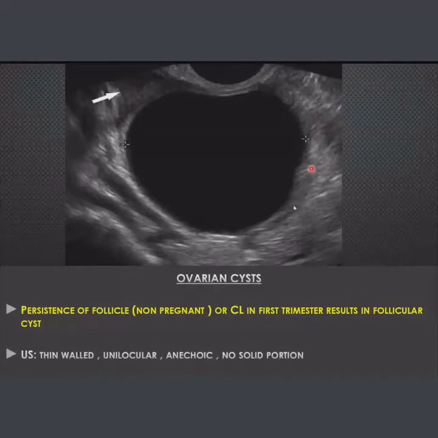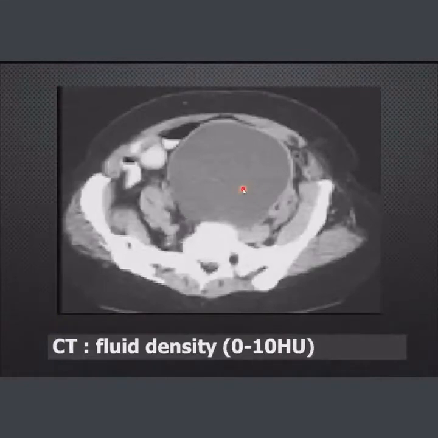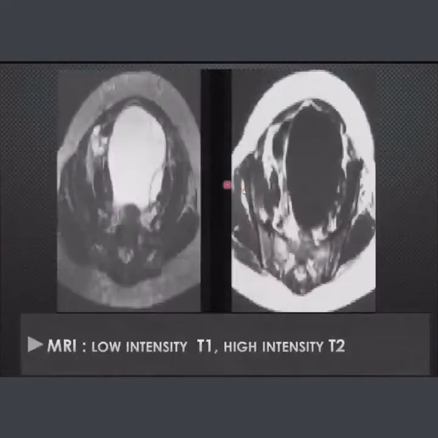This is the simple cyst I mentioned. You see just a cyst, just fluid, anechoic on ultrasound, with a very thin, imperceptible wall, and no internal septations or nodules. This is usually a functional cyst, but it may also be a benign cystic tumor. This is the appearance of a simple cyst. On CT it shows pure water density and a very thin wall. On MRI it is very bright in T2 and very low in T1.